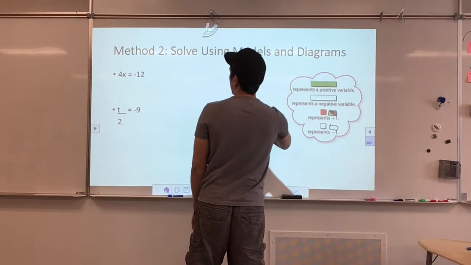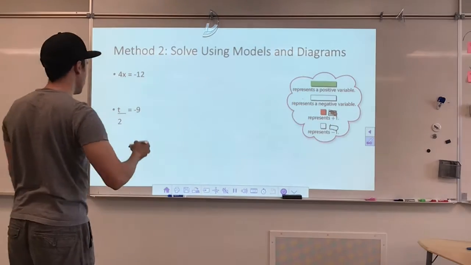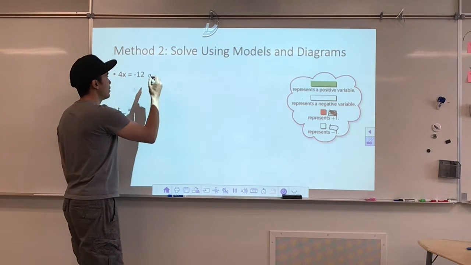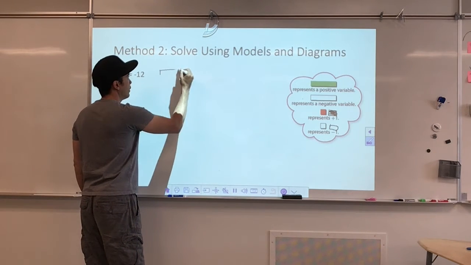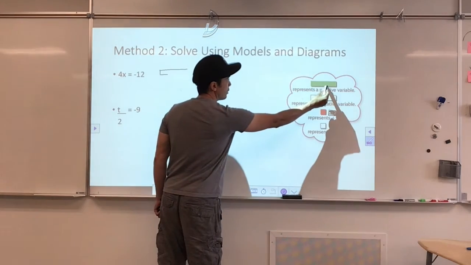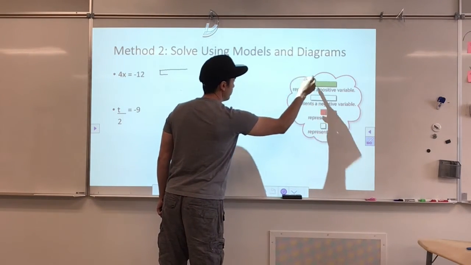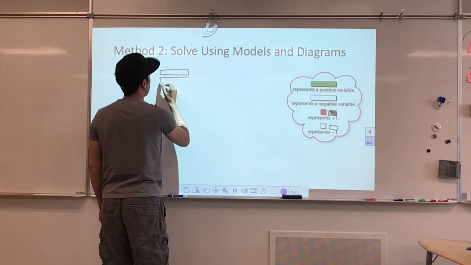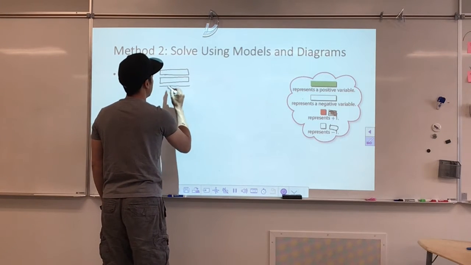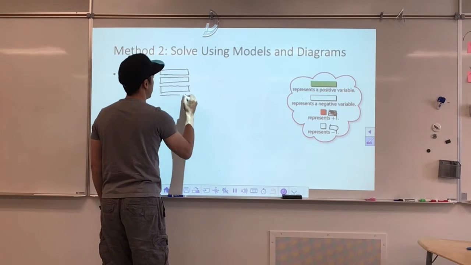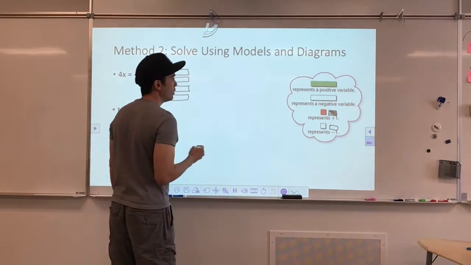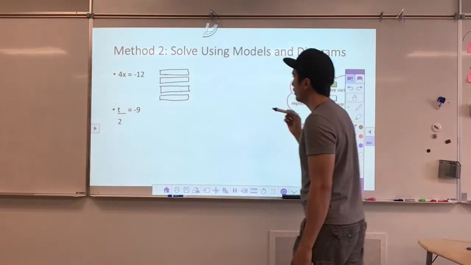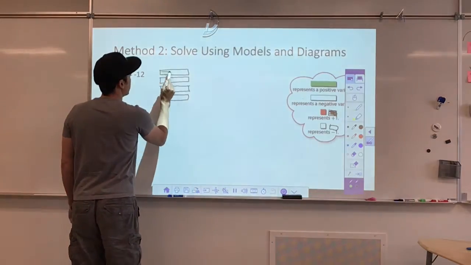So, if I'm solving these using models, I want to show 4 x's on one side. So I know my x's look like this, but if I just leave it like this, this represents negative 4x. So I wonder if I got green in here somewhere. Maybe I can make these.